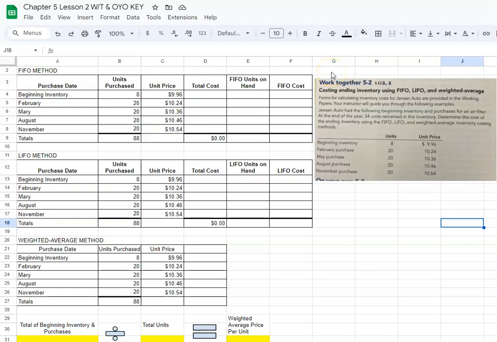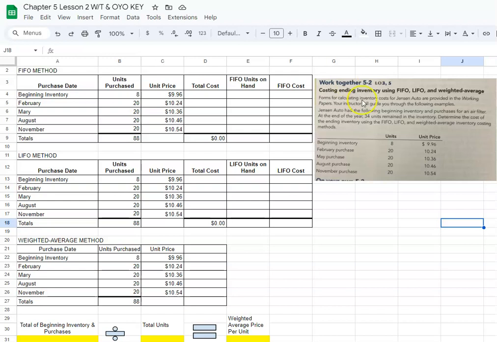In this video, I'll be going over Work Together, Problem 5-2 for costing ending inventory using the FIFO, LIFO, and weighted average methods. This is from page 158, your Century 21 Accounting textbook, edition 11 advanced by Gilbertson and Lehman. So all credit to them for this problem and this text.